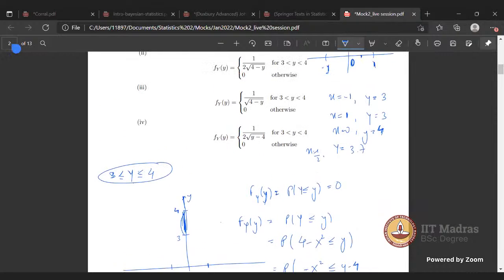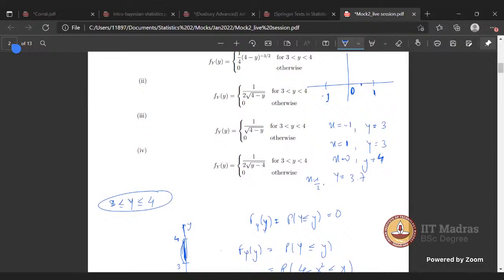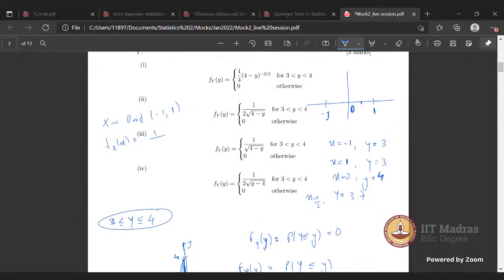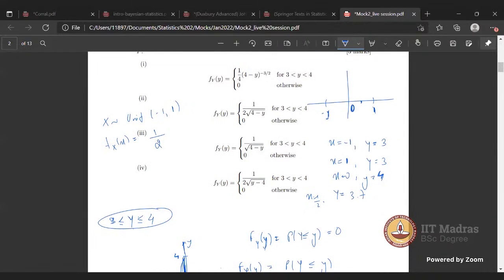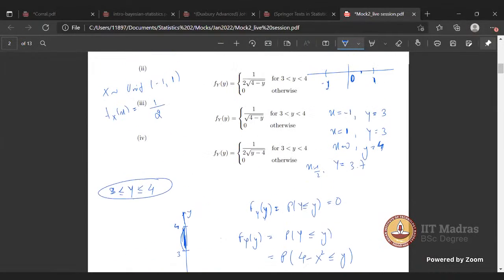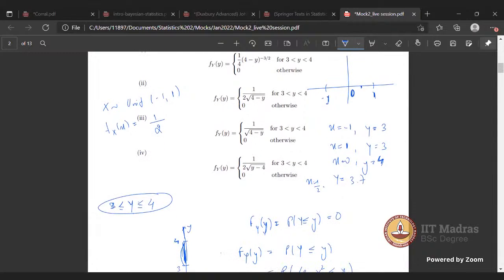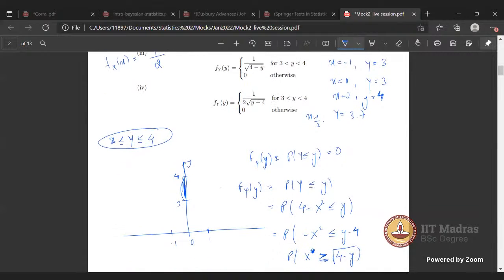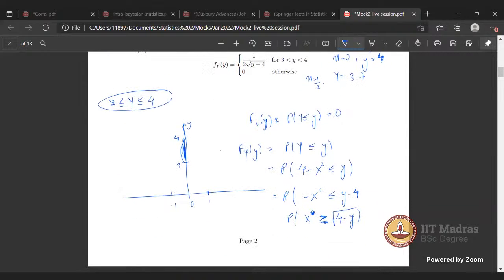Now, what is the distribution of x? X is uniform in minus 1 to 1. So what is f_X(x)? 1 upon b minus a. So this is 1 upon 2.